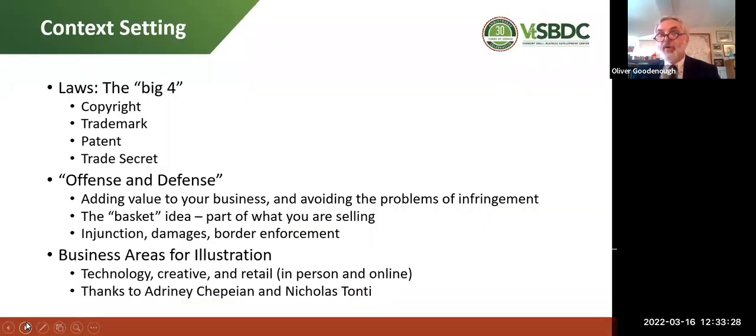The starting point for this talk is that there are what I call the big four in intellectual property. There are some other laws and some other things that come in, but the big four are four categories of law that cover a great deal of the intellectual property landscape, and it's what we're going to be focusing on today. They are copyright, trademark, patent, and trade secret.